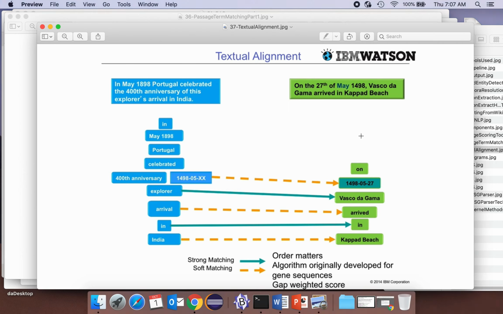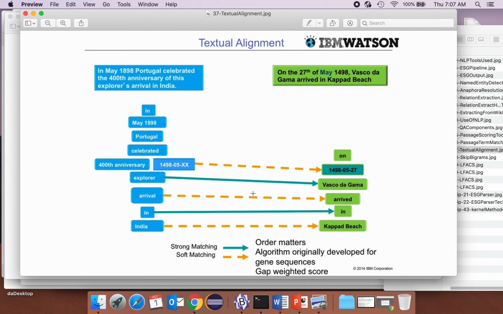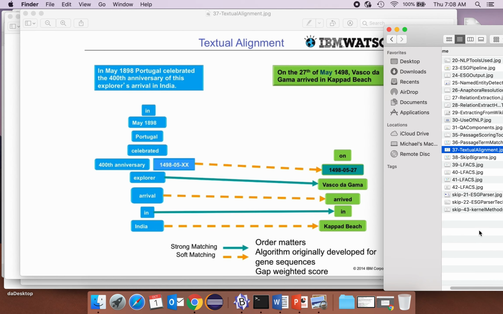Textual alignment. So same sort of processing of the sentences. And so notice that we had "in" before, and we still have "in" as a strong match. But we now also know that Vasco da Gama is an explorer. The 4th anniversary, so we're putting things together, matches with this one. Arrival and arrived matches with this one. India matches with that one. So we're now aligning text rather than just saying these things match. So we add some structure to this.